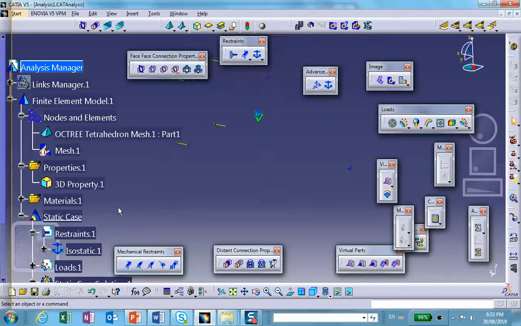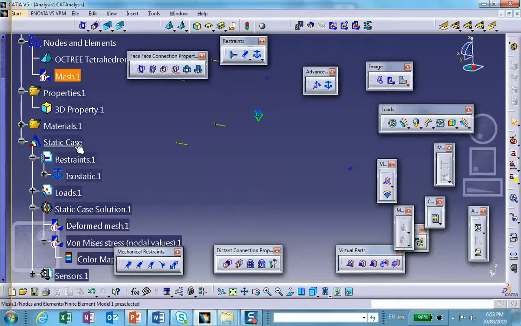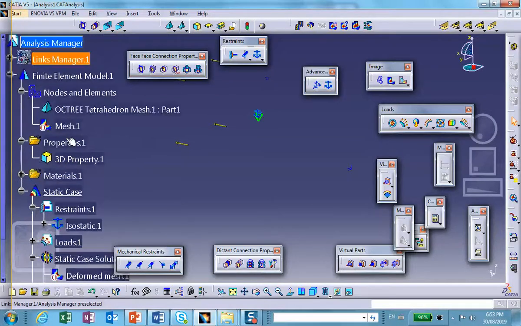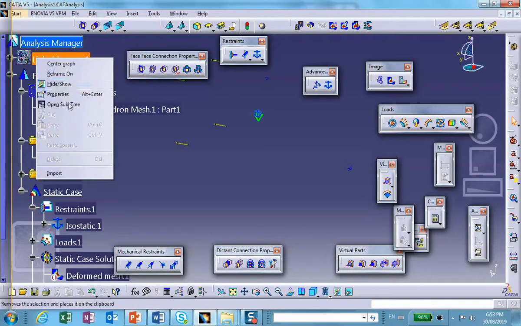Let's bring the part into the show mode. There we are.